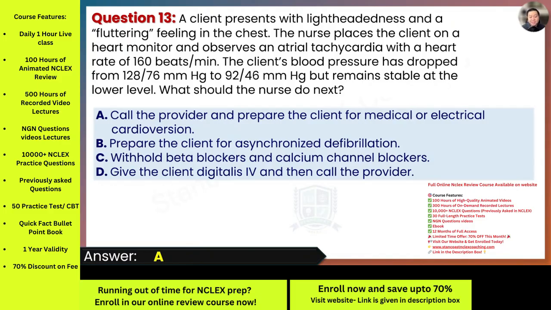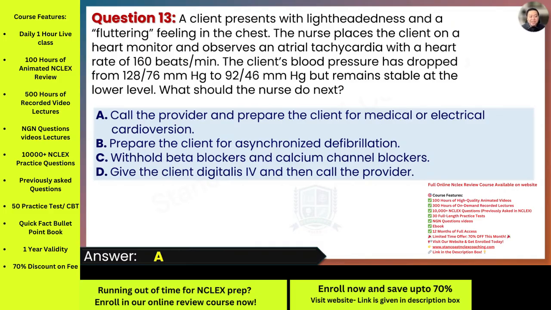Withhold beta blockers and calcium channel blockers. These are meds that are supposed to control the heart rate in atrial tachycardia. And these two medications can also slow down the conduction through the AV node, and this can help manage the tachycardia. And so if you are withholding these medications, this could allow the heart rate to remain dangerously high, which can actually worsen the patient's condition. So this is something that you should discard. Now, what about letter D?